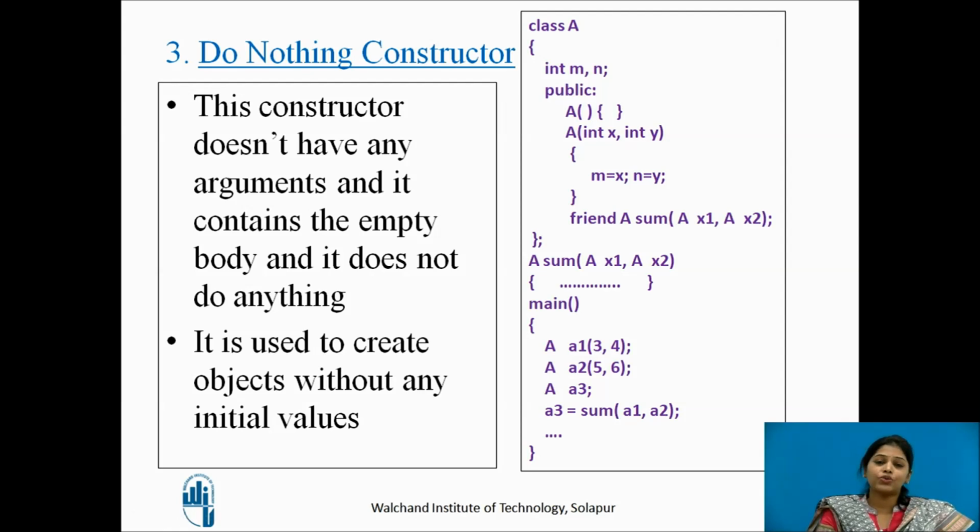One thing a programmer has to keep in mind is that a do-nothing constructor and a default constructor cannot exist in a program at the same time. Here the programmer has to decide whether he wants some initialization or doesn't want any initialization. But both cannot exist in a program at the same time.